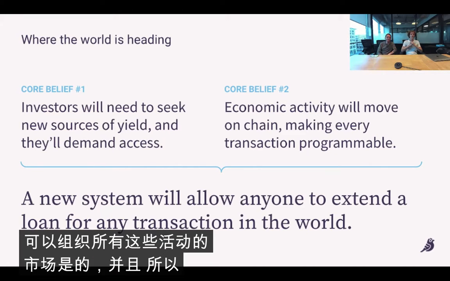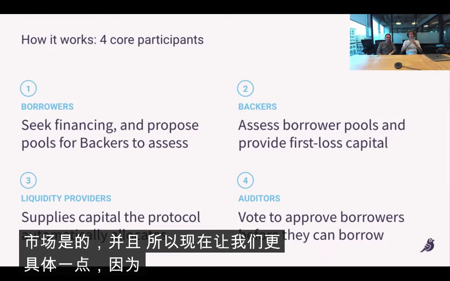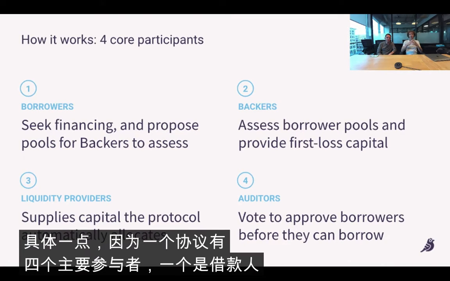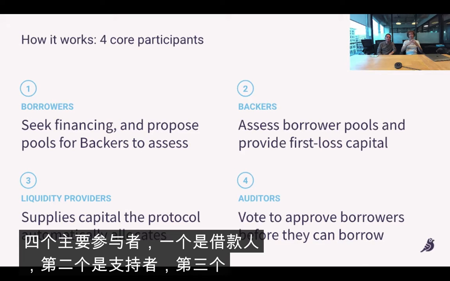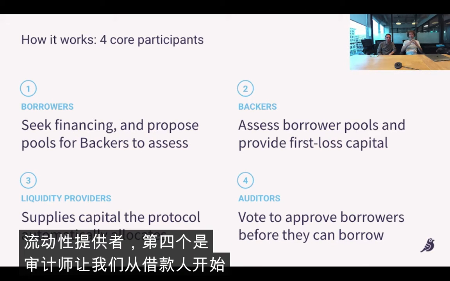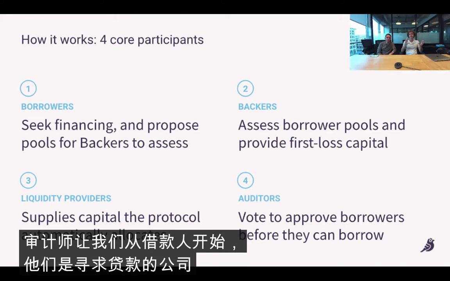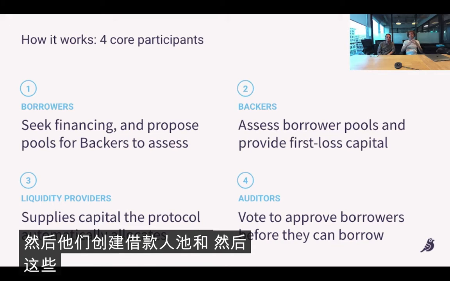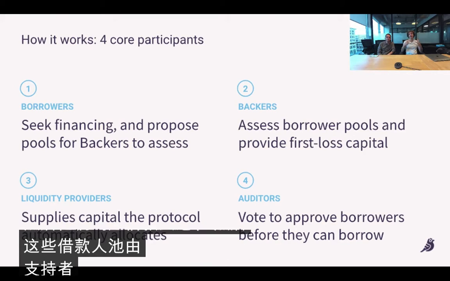And so now let's get a little more specific. Goldfinch, as a protocol, has four main participants. One is borrowers, the second is backers, the third is liquidity providers, and the fourth is auditors. Let's start with borrowers. They are companies who are seeking loans. Then they create borrower pools. And then those borrower pools are assessed by the backers.